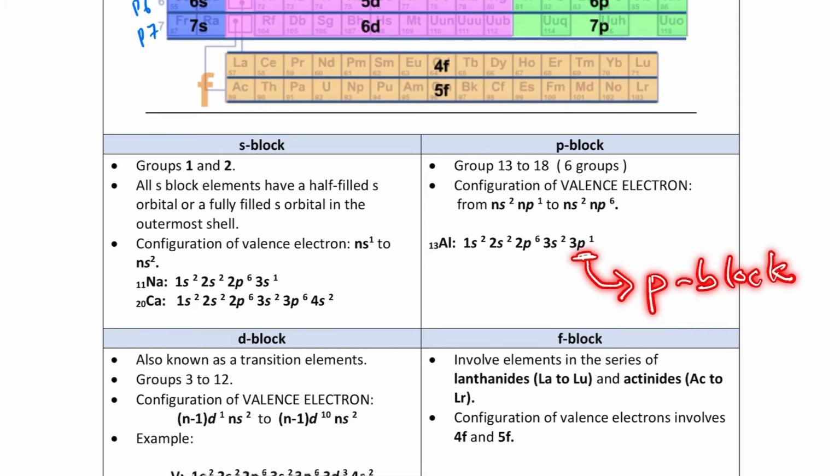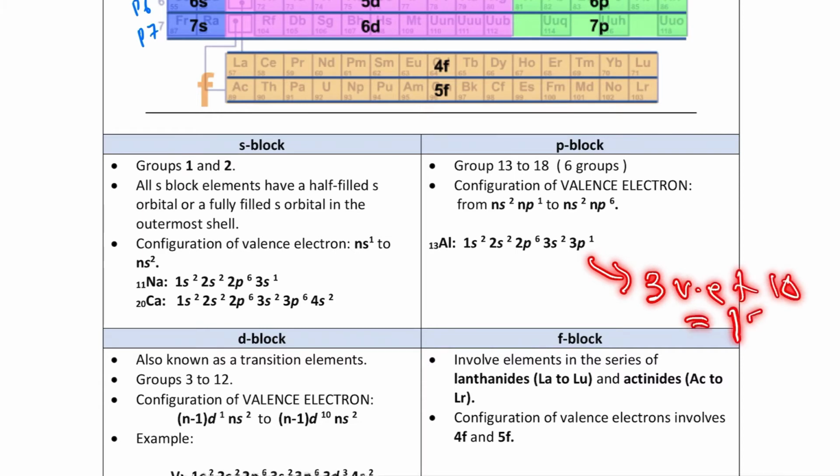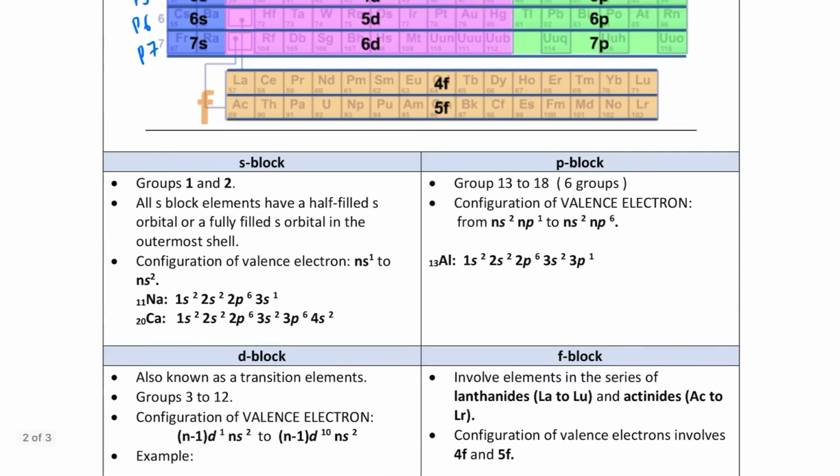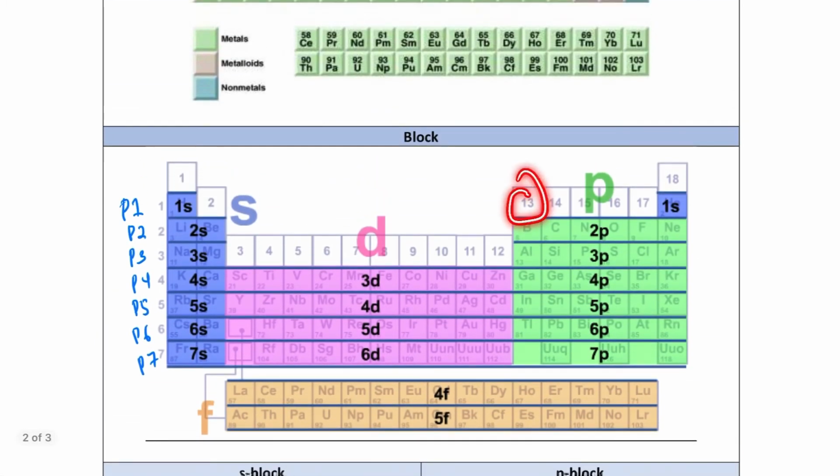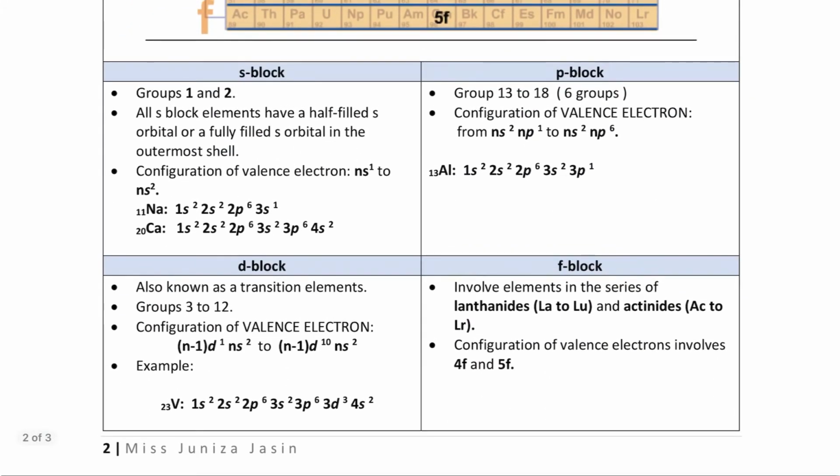Okay, and then the valence electron ada ni lah, 2 plus 1, so 3. And then since P block tadi kita kata, so dia punya 3 valence electron tu must add with 10. So aluminium is actually in group 13. Okay, so group 13, aluminium, P block. Okay, so betul.